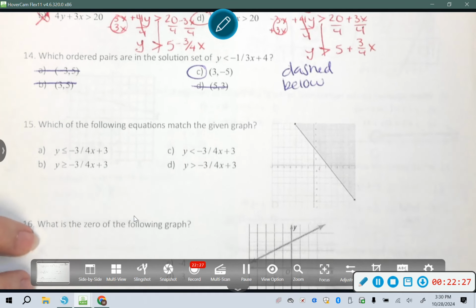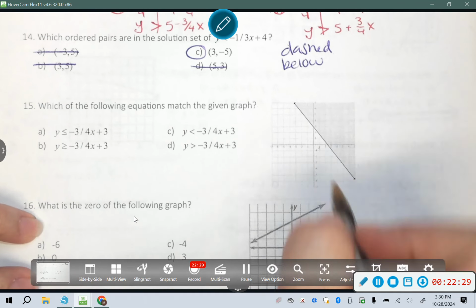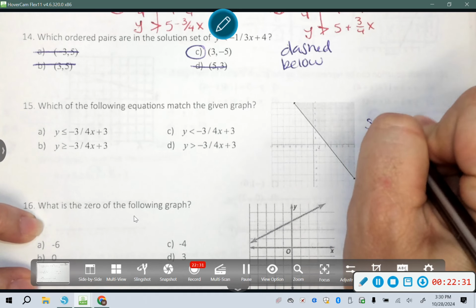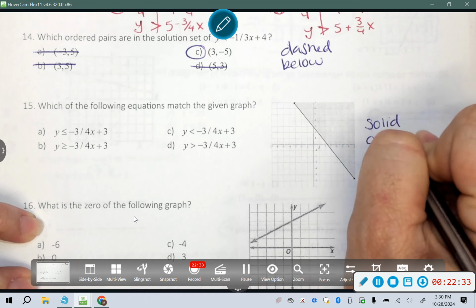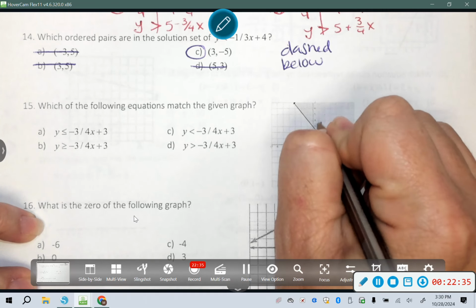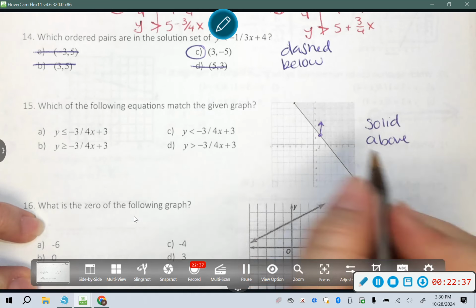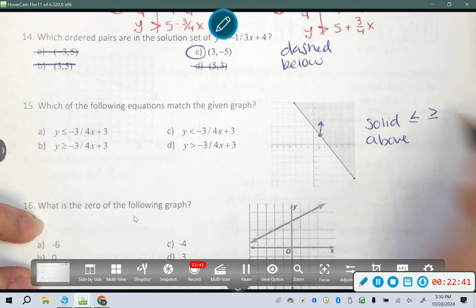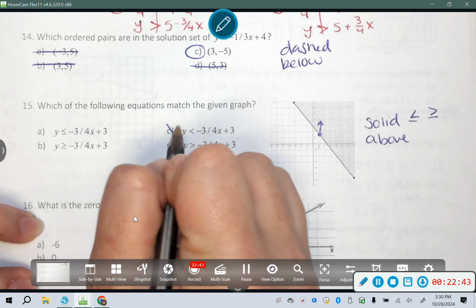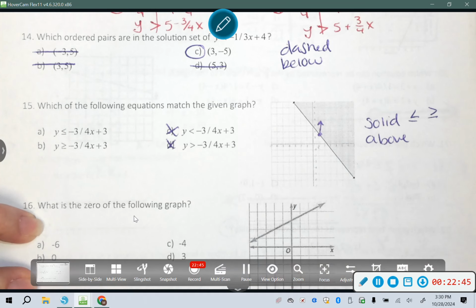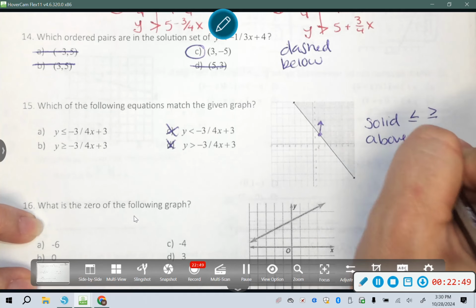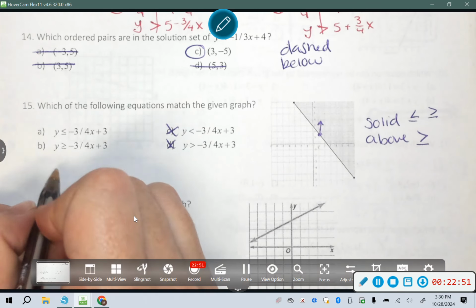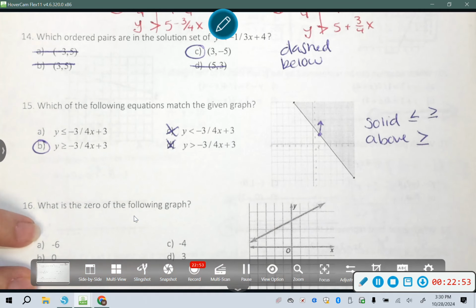Okay, here it says which of the following equations matches the given graph. Well, I want you to realize this is a solid line and it's shaded above because if I put a point, it's going to go up. So knowing that solid means it has to be equal to, less than or equal to, or greater than or equal to, I know C and D are not my answer. Above, if something's above me, that's greater than me. So it's going to be the greater than or equal to symbol, which is B.